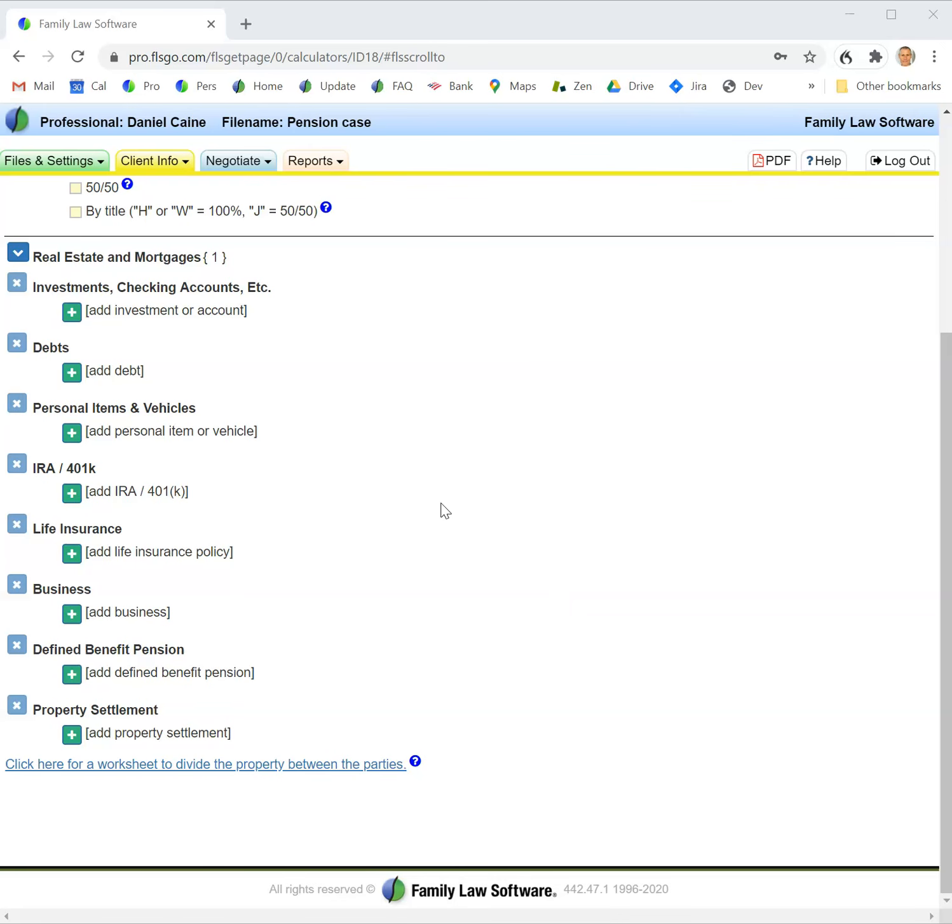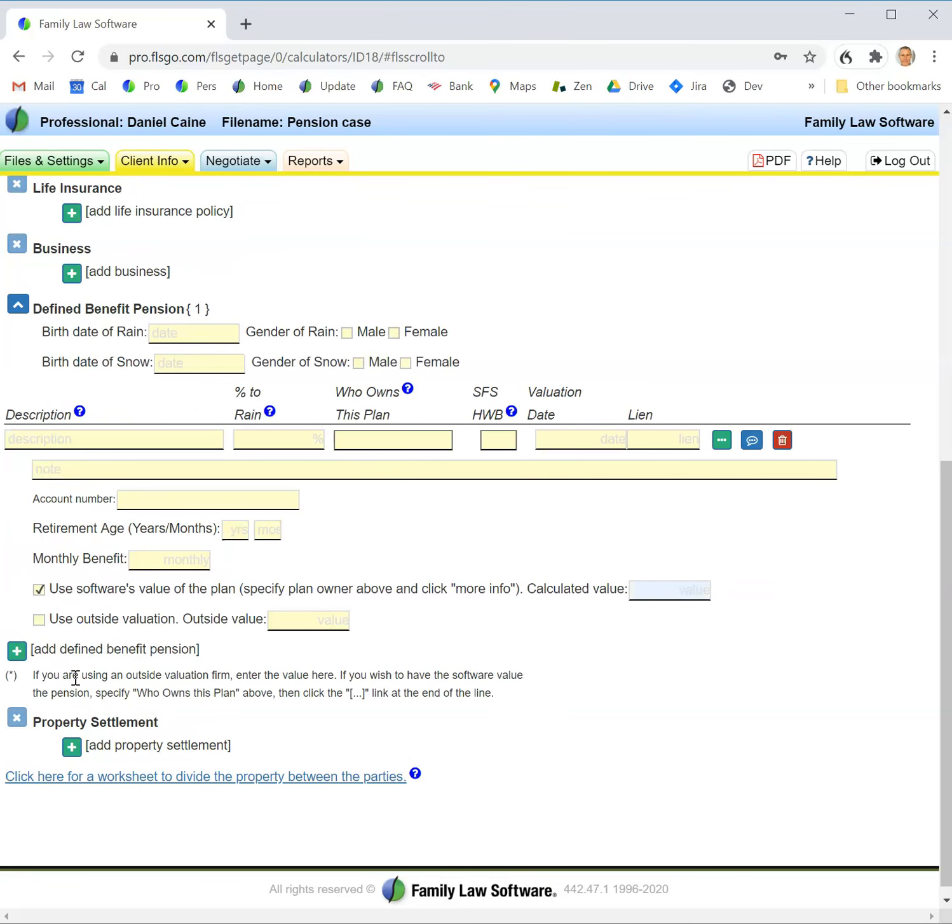The second thing to know is that it is in most cases fairly easy and straightforward to make the correct entries for a valuation. Let's see how it works. We click this button to add a new valuation plan, and let's say we're valuing Rain's teacher plan. So we need to enter Rain's birth date. We don't need the birth date of the other party. We do need the gender. Let's pick a gender here.